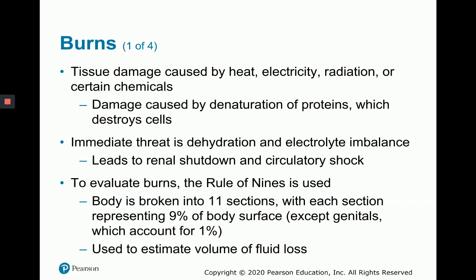So there's ways that we can evaluate burns. So we use the rule of nines. The body is essentially broken into 11 sections. Each section represents 9% of the body. You have to account for front and back, and then the genitals is going to account for 1%. And this is just used to estimate the volume of fluid loss.